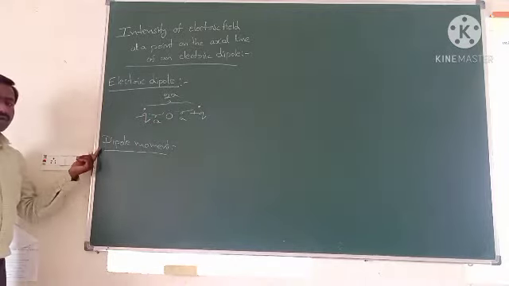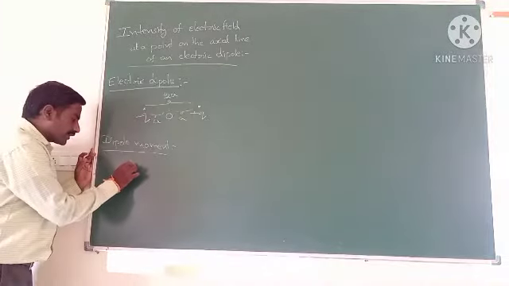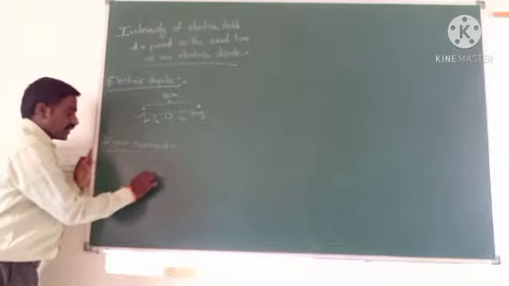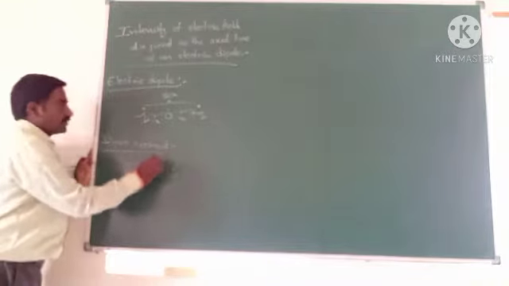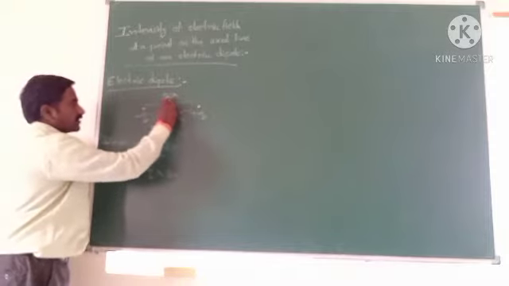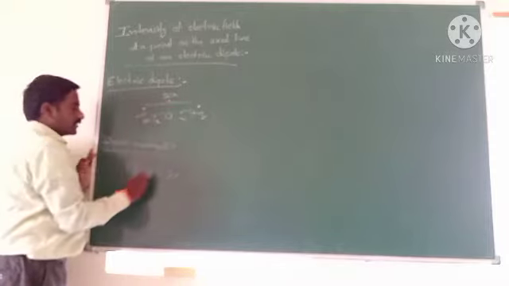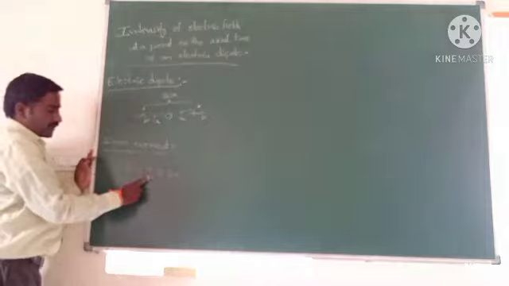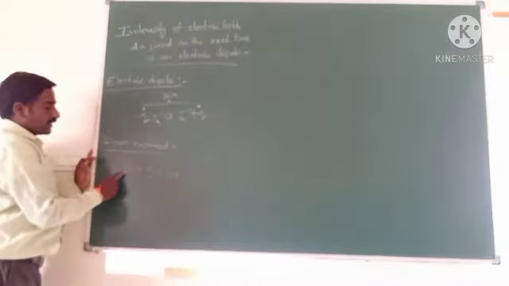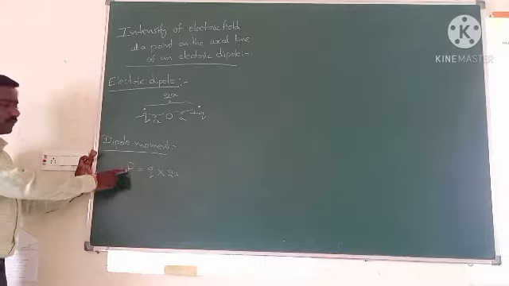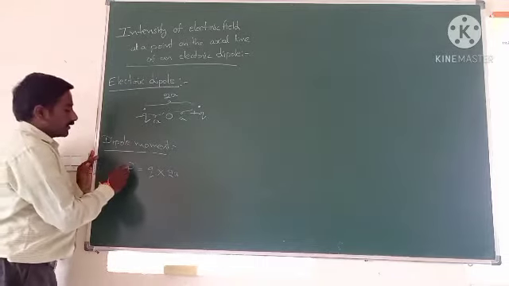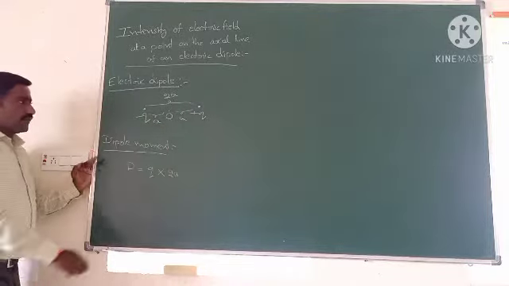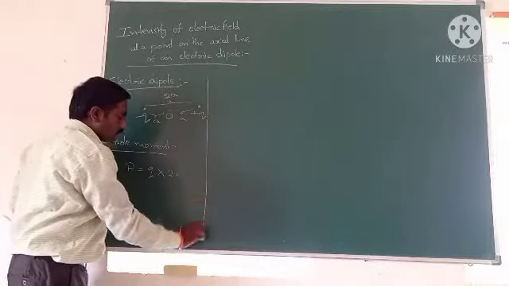Another definition is dipole moment, represented by P. It is defined as the product of charge and distance of separation. In the electric dipole, the distance of separation is 2a and the charge is q. The dipole moment is a vector, and its direction is from minus q charge to plus q charge. These are the fundamentals for this topic.